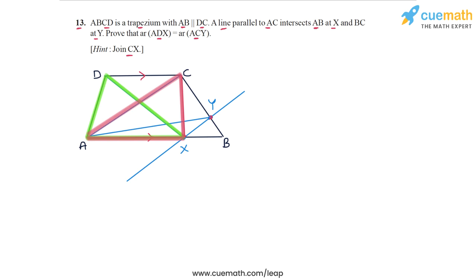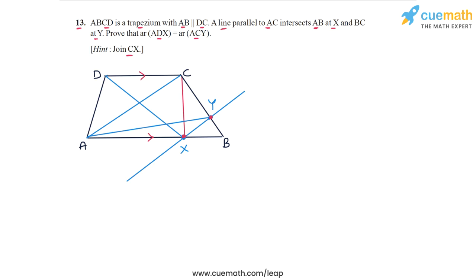Okay, next we will show that the area of triangle ACX, which I am highlighting again, is the same as the area of triangle ACY, because these two triangles are on the same base AC and between the same parallels AC and XY. So summarizing this logic once again, the area of ADX is the same as the area of ACX, and the area of ACX is the same as the area of ACY, and that would mean that the area of ADX and ACY are equal. So this is the logic we'll use. So let's now write out the proof step by step.